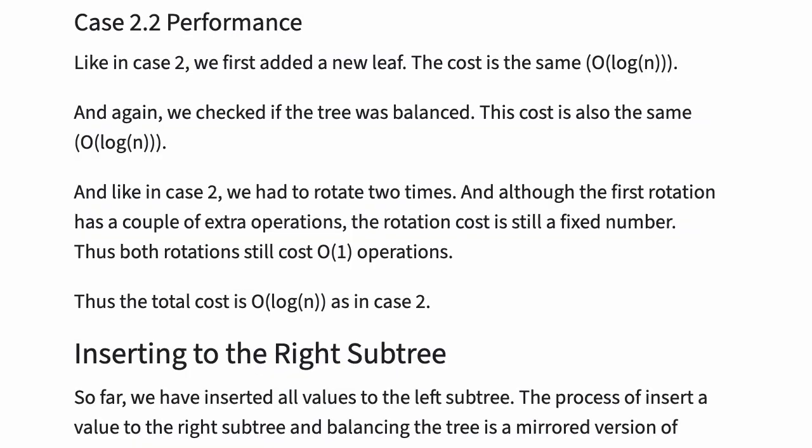Now let's look at case 2.2's performance. Like in case 2, we first added a new leaf. The cost is the same at O of log n. And again, we checked if the tree was balanced. This cost is also the same at O of log n. And like in case 2, we had to rotate 2 times. And although the first rotation has a couple of extra operations, the rotation cost is still a fixed number. Thus both rotations still cost O of 1 operations. Thus the total cost is O of log n, as in case 2.